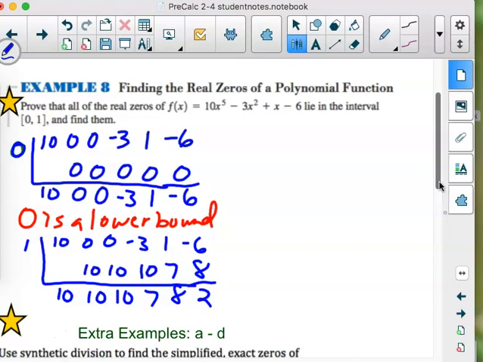So take a peek. Last line there, 10, 10, 10, 7, 8, 2. And again, if we want to know upper bound, you could flip back. And it told us that if we have found an upper bound, that it will be positive or 0. And all of these are going to be positive. So 1 is the upper bound.